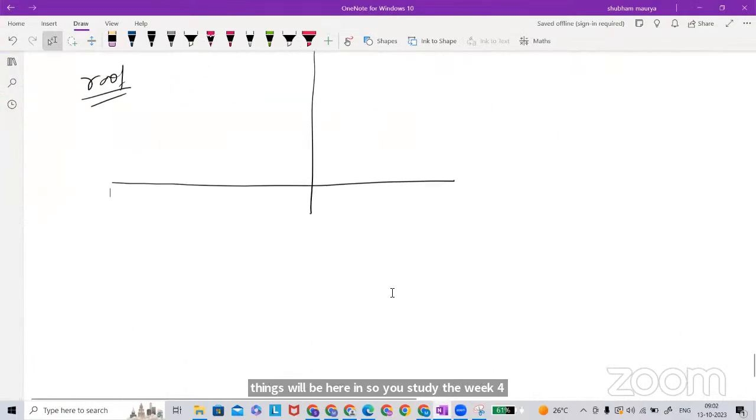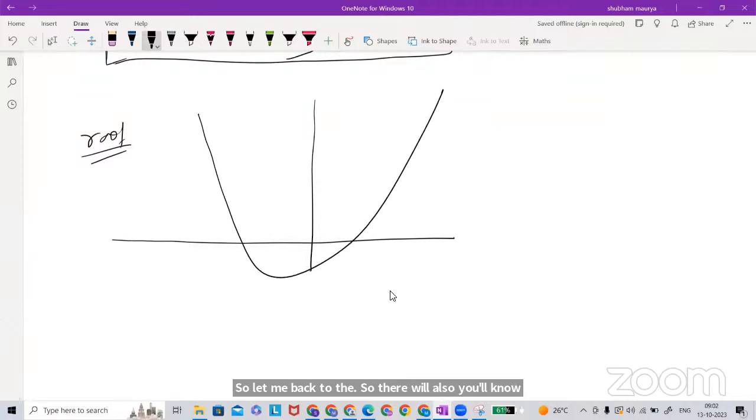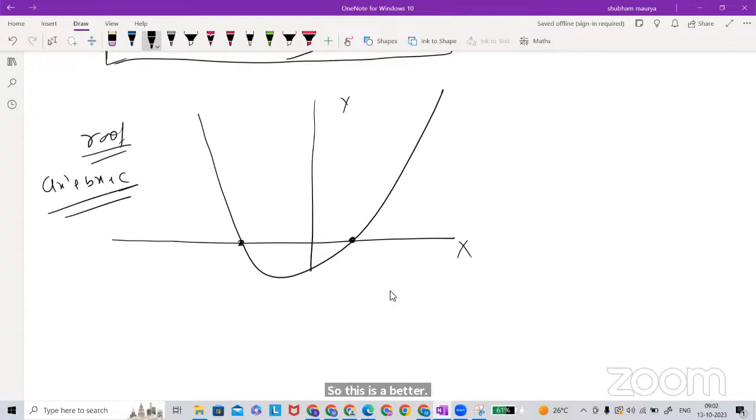So let me go back to the roots. What is a root? The root of a quadratic is where the quadratic cuts the x-axis. Suppose here it cuts the x-axis. This is the x-axis, this is the y-axis, and this is a parabola of a quadratic ax square plus bx plus c, for the general case I'm taking. Where it cuts the x-axis, that is going to be your root.